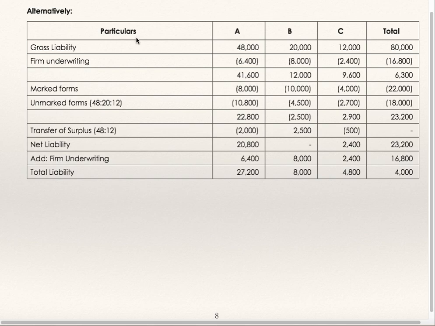Alternatively, there is one more method you can use from gross liability. First they have deducted unmarked, then marked, then firm underwriting. Finally, firm underwriting is to be added back. Net liability will be the same. So even if you first deduct unmarked, then marked, then firm underwriting and add firm underwriting, or you first deduct firm underwriting, then marked application, then unmarked application and add firm underwriting, it will be one and the same.